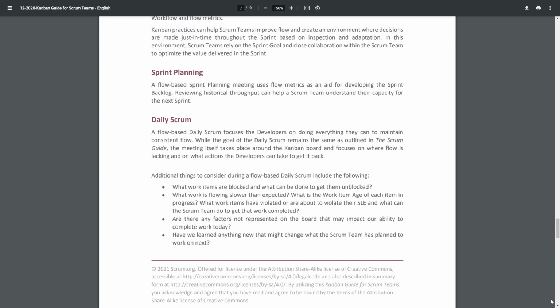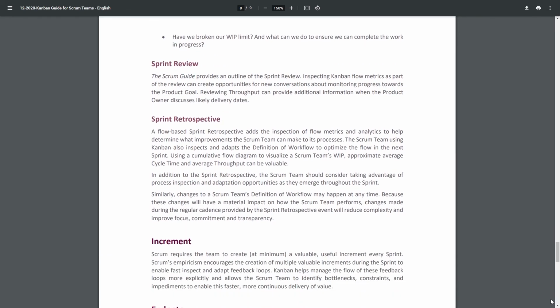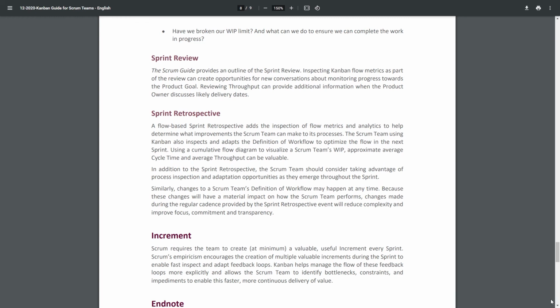Are there any factors not represented on the board that may impact our ability to complete work today? Have we learned anything new that might change what the Scrum team has planned to work on next? Have we broken our WIP limit? And what can we do to ensure we can complete the work in progress?